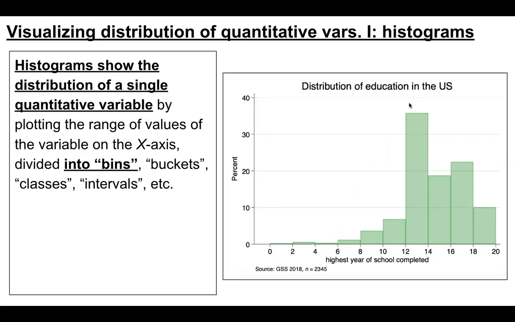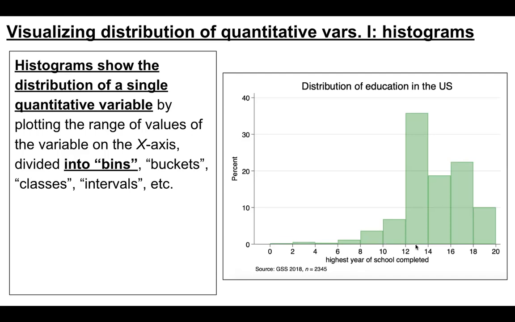For quantitative variables, we often like to use what are called histograms. Histograms are very similar to that bar chart we saw, but there's some key differences. So these also show the distribution of a single variable by putting the possible values on the x-axis and then the probabilities or percents on the y. And one thing that's always challenging with the histogram is we have to think about how wide we want these bins to be. So here these bins, you can see, span 2 years of education.